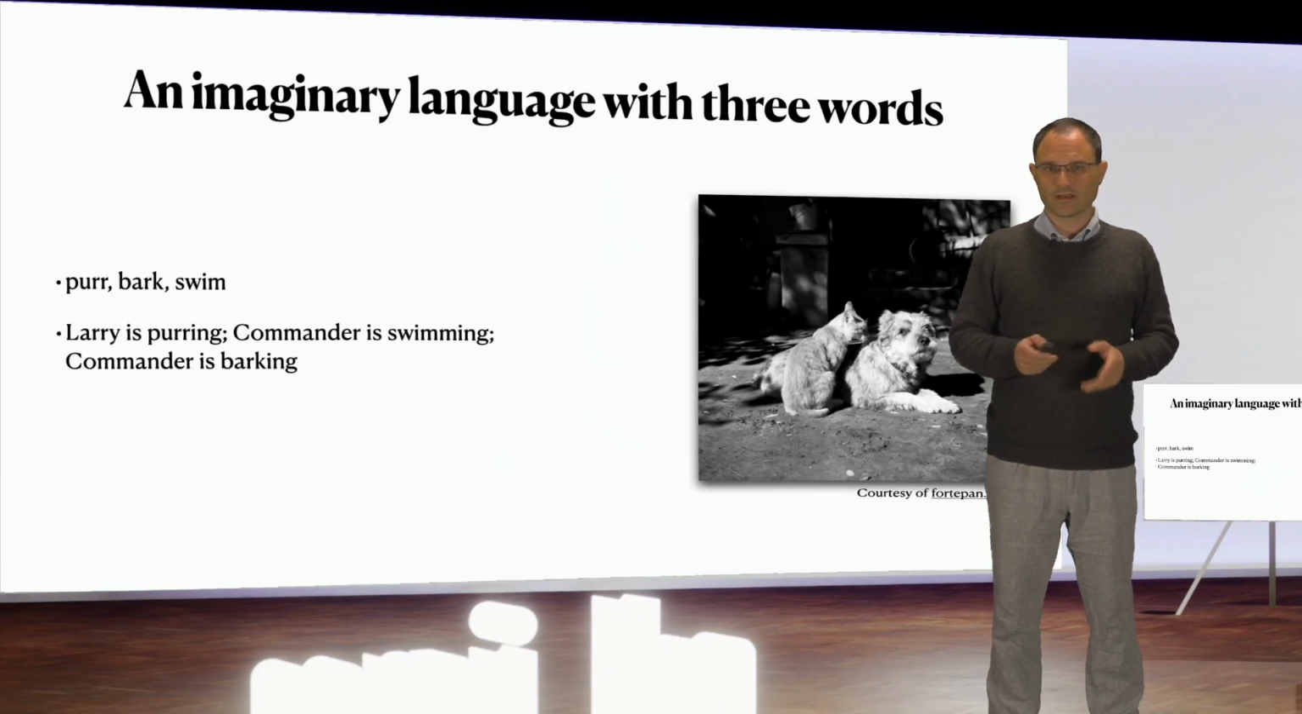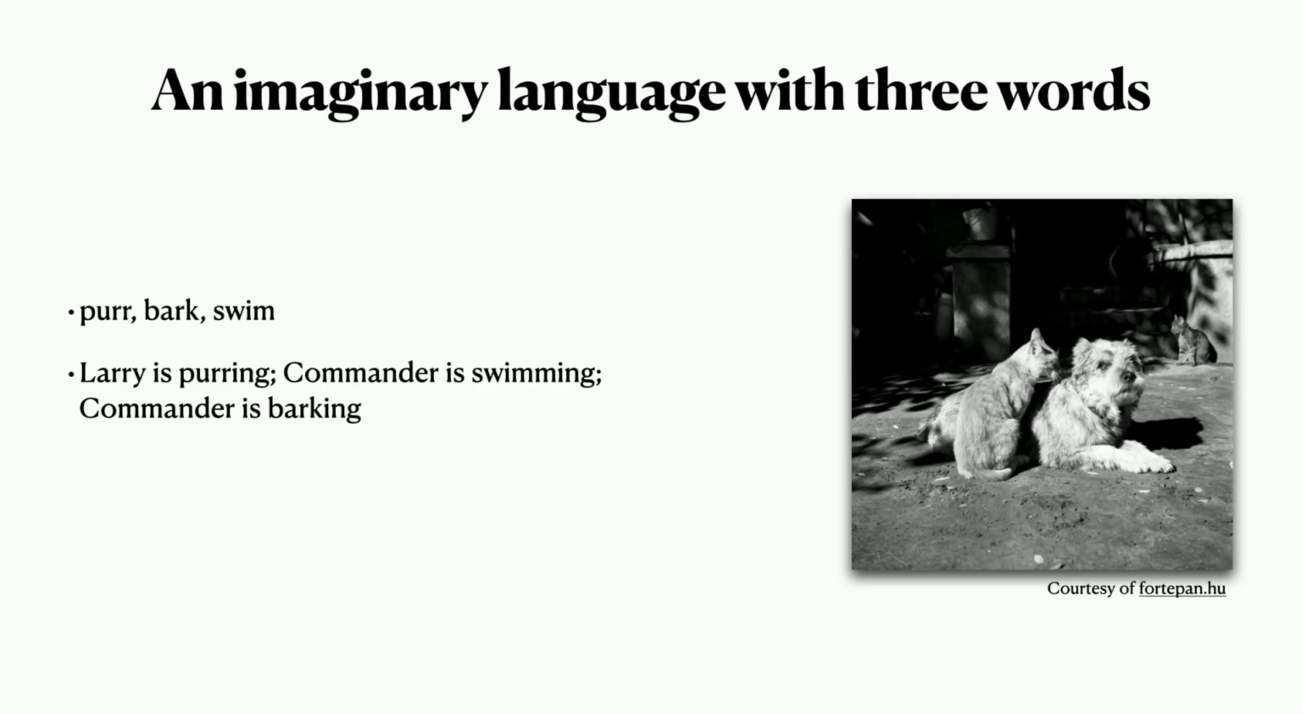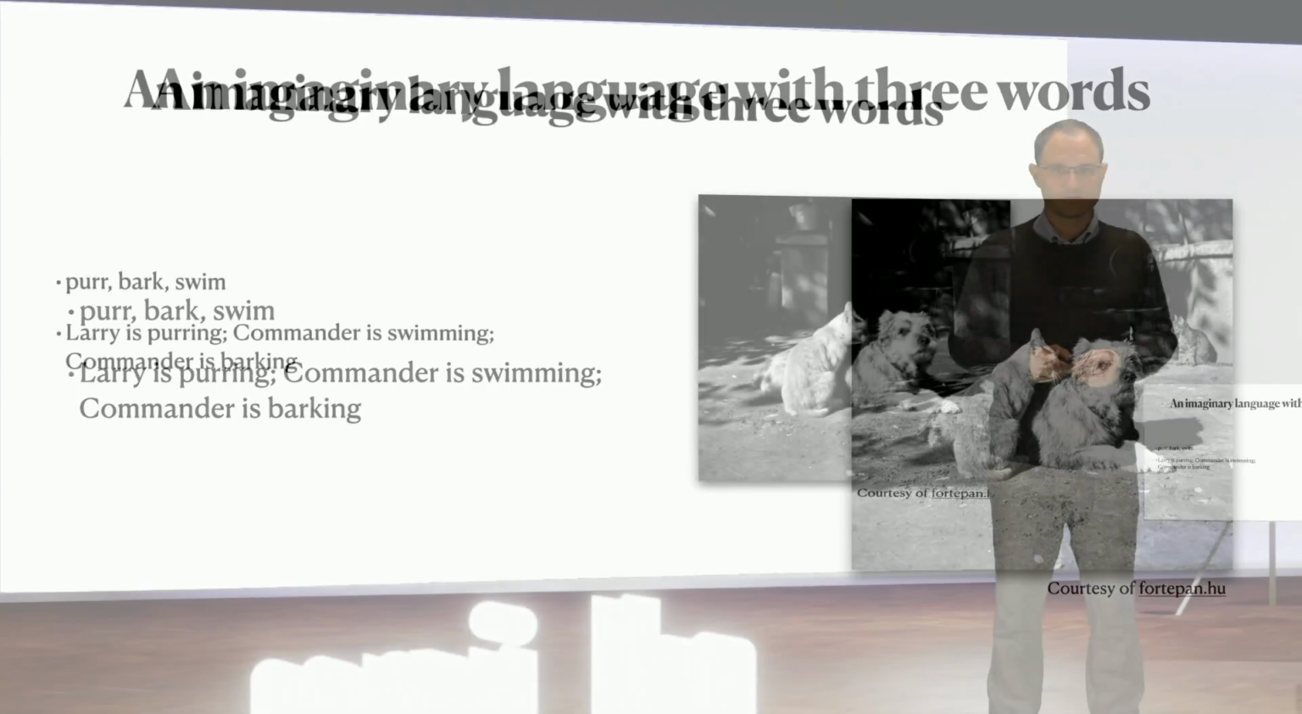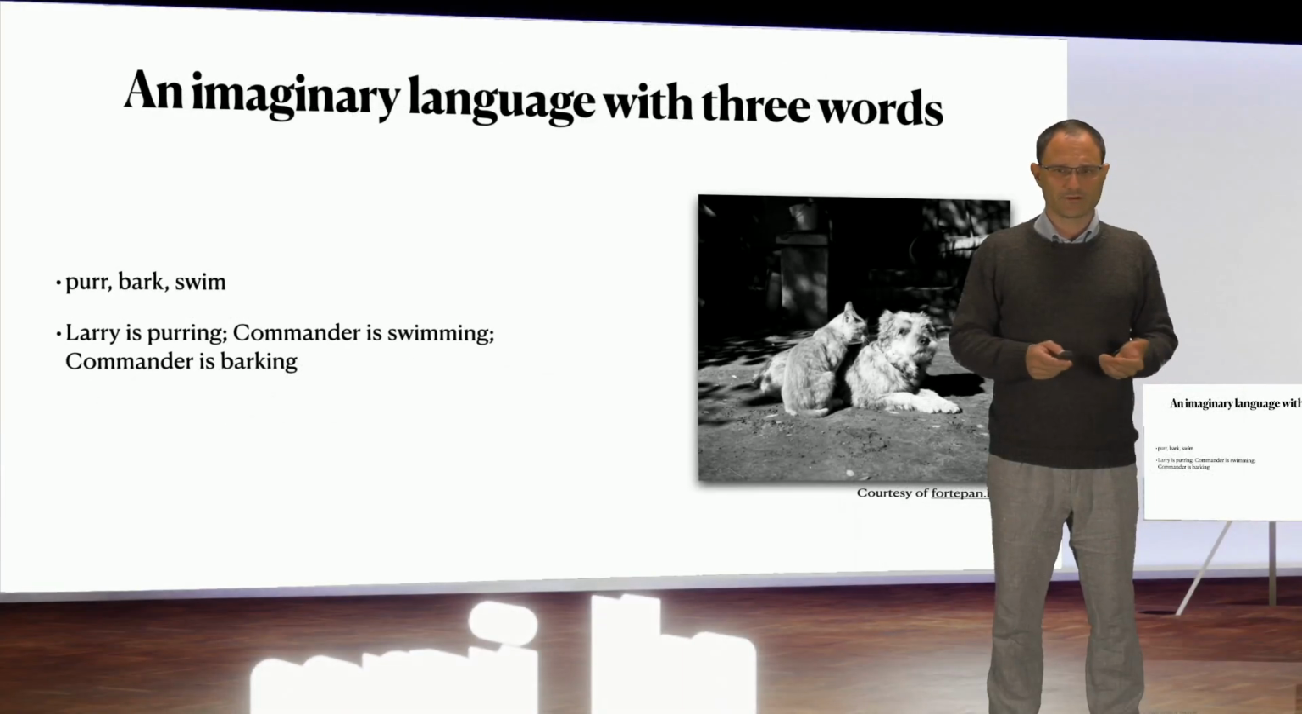Imagine that we have a language consisting of only three verbs: purr, bark, swim. We use this language to write three sentences. Larry is purring. Commander, who is the dog of Joe Biden, is swimming. And Commander is barking. What is the meaning of Larry? What is the meaning of Commander?